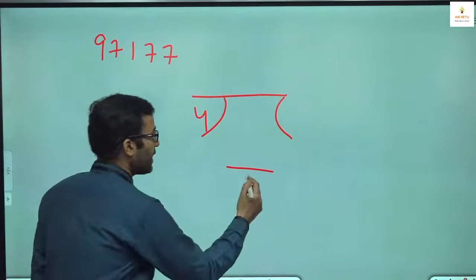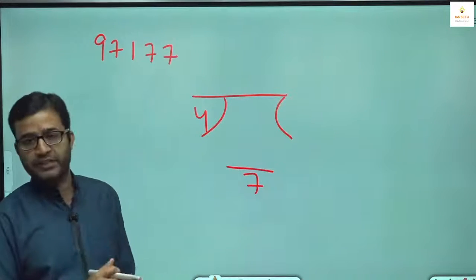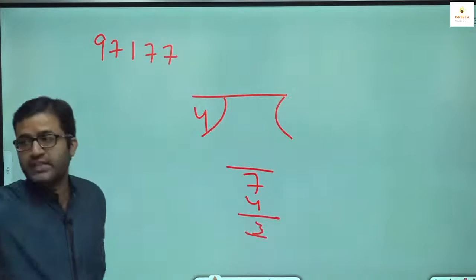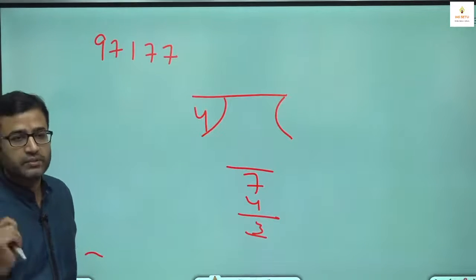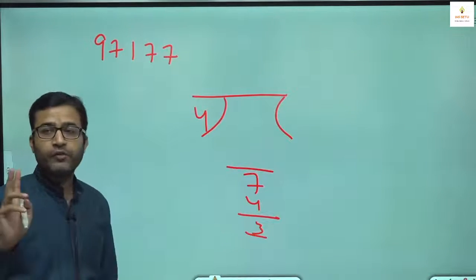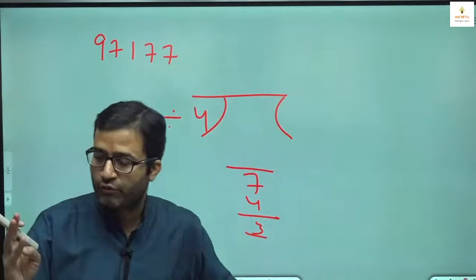If you are saying 7, it means you have not done your proper division. You have to write 4 again, so your remainder is 3. If it is 7, पहली बात तो आपका 7 वैसे भी गलत था, but in case if it is 7, if your divisor is 4, your remainder will be either 0, 1, 2, 3.